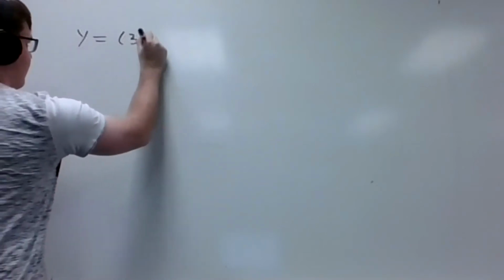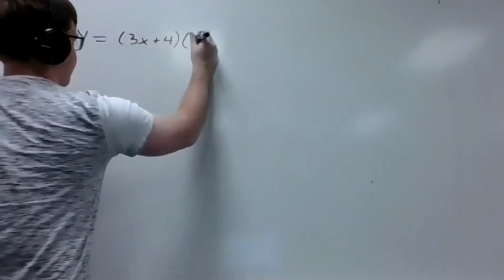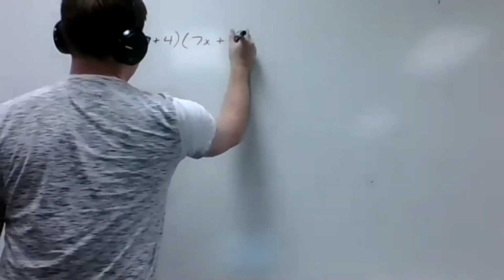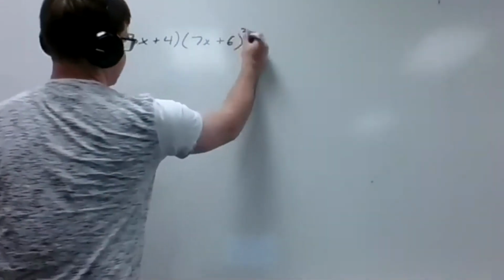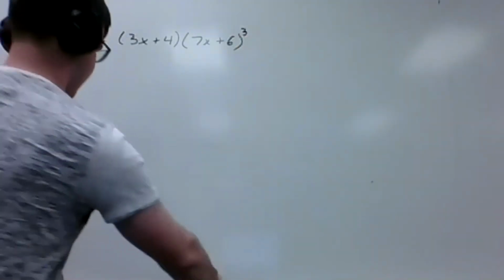And so we have a product rule. So let's look at this. Let's say we have 3x plus 4 times 7x plus 6. So this one's kind of simple. Oftentimes they'll throw in a chain rule by saying that this is to the third power, and then we have to chain it.